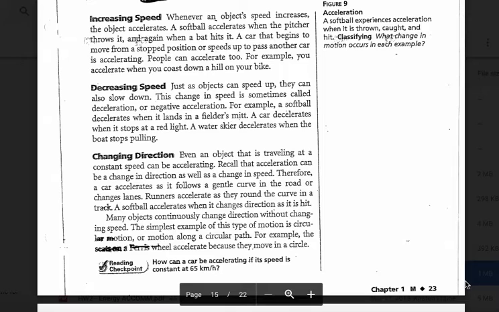Many objects continuously change direction without changing speed. The simplest example of this type of motion is circular motion, or motion along a circular path. For example, the seats on a Ferris wheel accelerate because they move in a circle, so they're constantly changing direction.